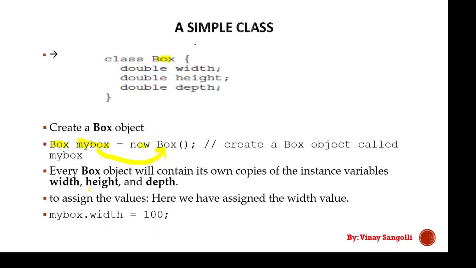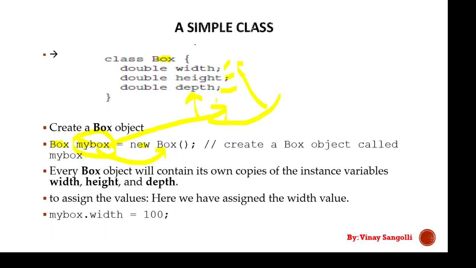Please see here, friends, every box object will contain its own copies of the instance variables. That means I have created a new object which is my box. This my box will have its own instance variables. And what are its own instance variables? Those we have already defined in the class: width, height and depth. Say for example I create one more object, my box 1. My box 1 will also have its instance variables, and they are width, height and depth.